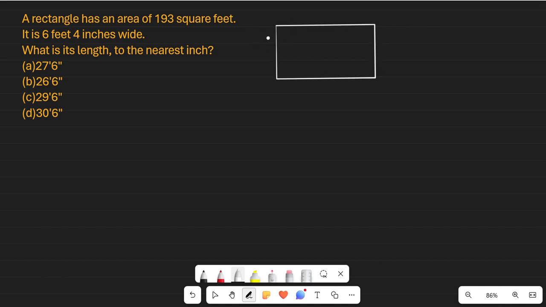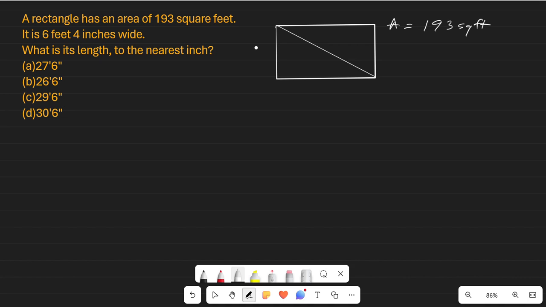Okay, so they give the area. You know that area, right? This is the area. So we know that area equals 193 square feet, and then they told us the width.